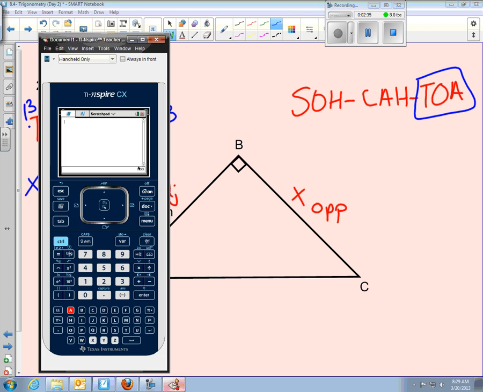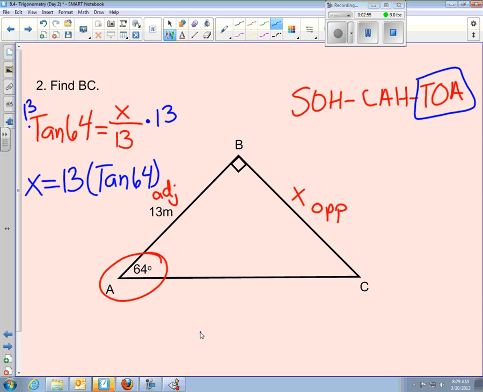So let's go ahead and pull out our calculator. We are going to do 13 times the tangent of 64. Don't forget, make sure your calculator is in degrees, not in radians. And if we round that to one decimal place, we're going to end up with x equaling 26.7 meters. Don't forget that label.